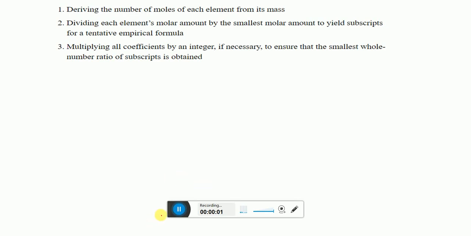Hello everyone, in this lecture today I'm going to talk to you about how to determine the empirical formula and also the molecular formula of compounds.